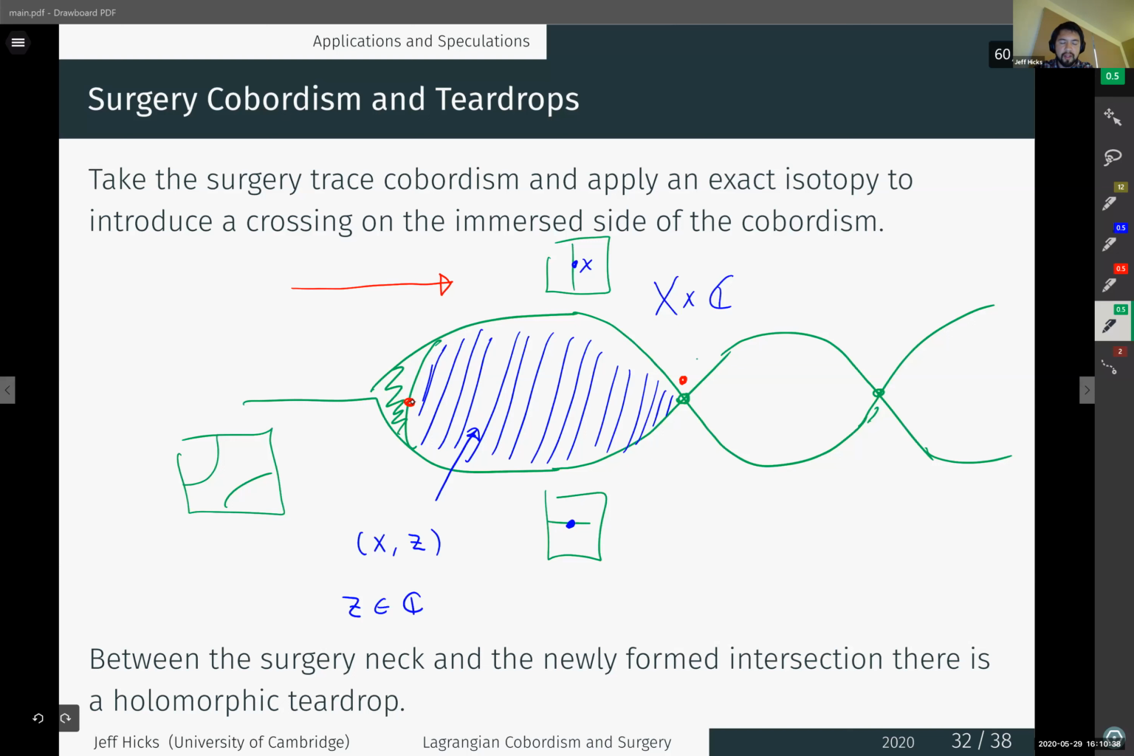The configuration of starting at this force point, taking a flow line, going to the holomorphic teardrop, and outputting at the newly introduced surgery point should be a rigid configuration. That would be my guess, but I haven't checked it.